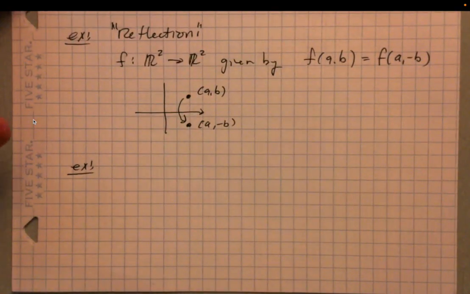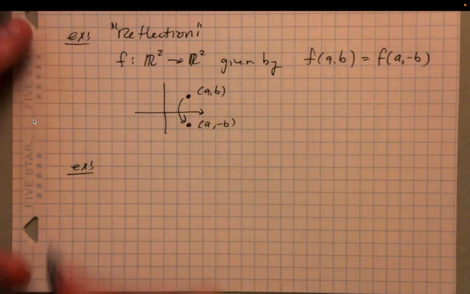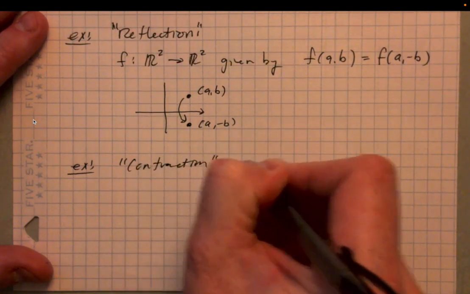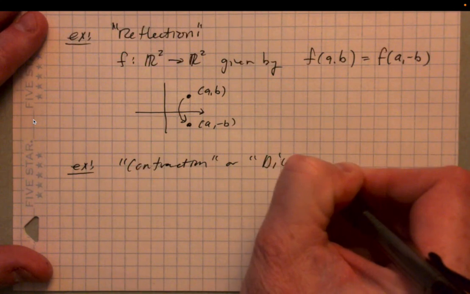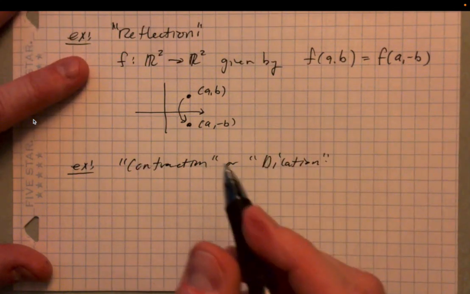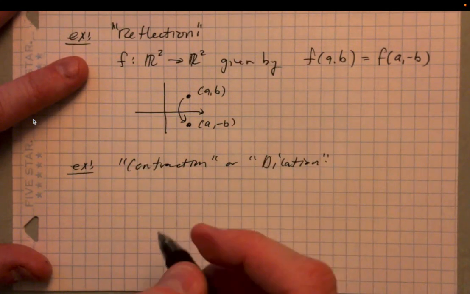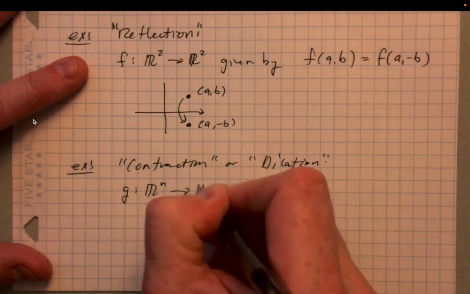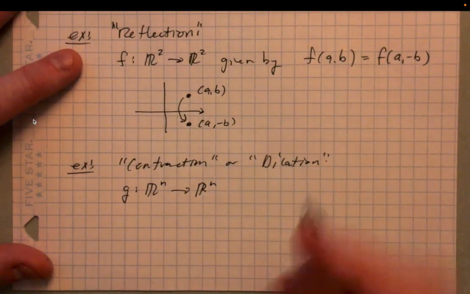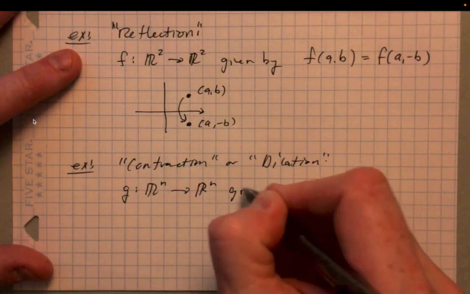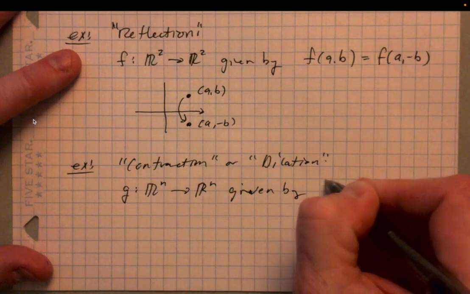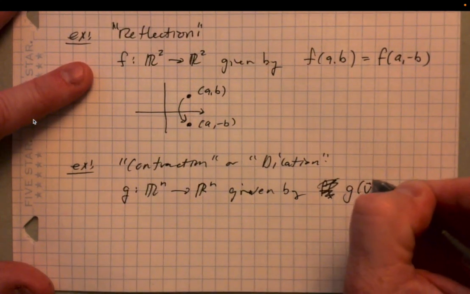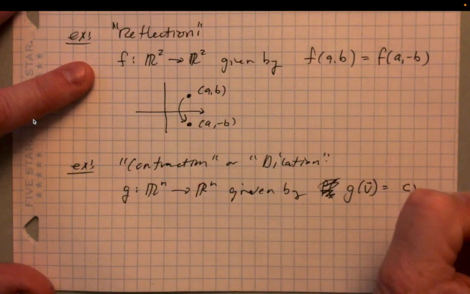How about this guy? This next one is called a contraction or dilation, depending on how you set it up. This is going to be a function, and we'll call it g, from Rn to Rn, given by g of v is equal to c times v.